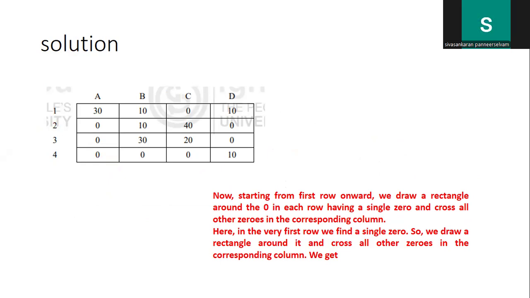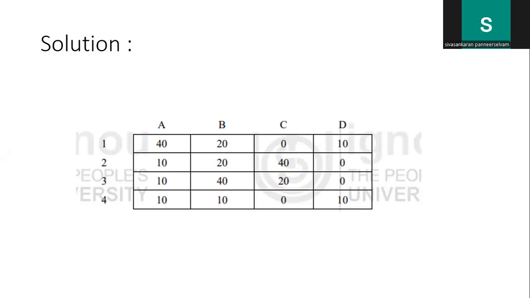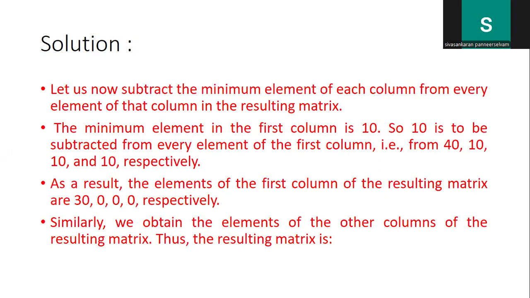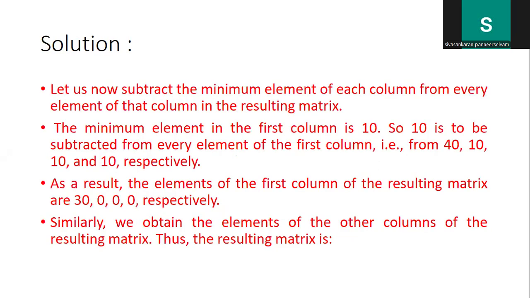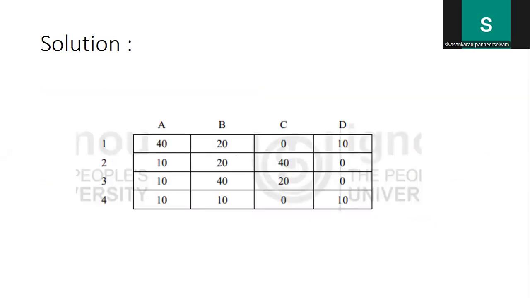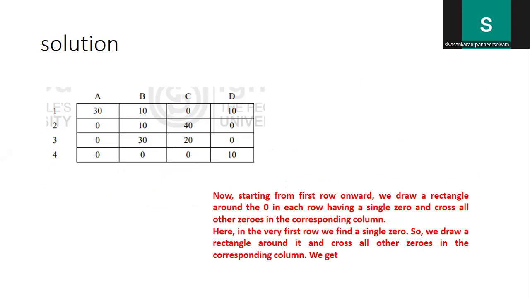Likewise, we have to do the same operation for columns B, C, and D. We take column B, where the minimum value is 10. So 20 minus 10, 20 minus 10, 40 minus 10, 10 minus 10. So you can see 10, 10, 30, 0. This is the revised value after subtracting 10 from the remaining values of column B. In column C, 0 is the minimum value. You will get the same values as such: 0, 40, 20, 0.